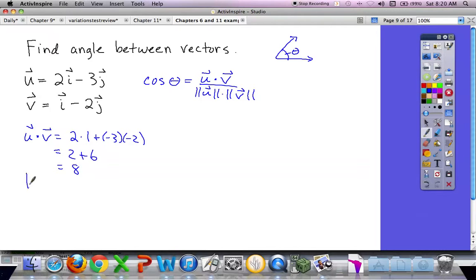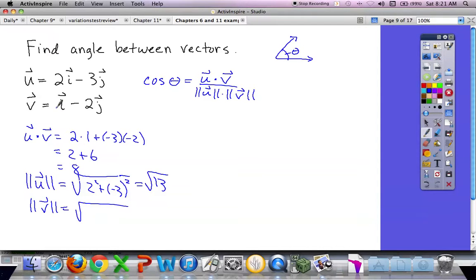Okay, the magnitude of u equals the square root of 2 squared plus -3 squared, which is the square root of 13. And the magnitude of v equals the square root of 1 squared plus -2 squared, which is the square root of 5.